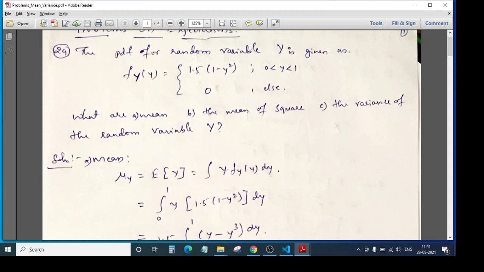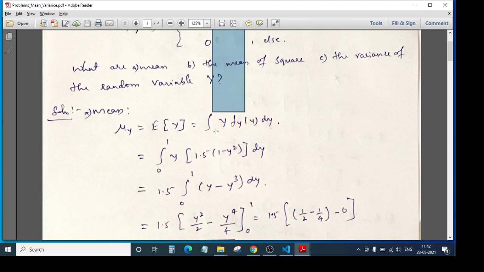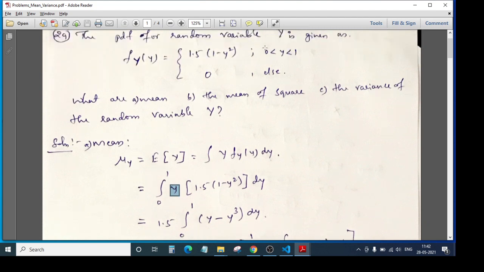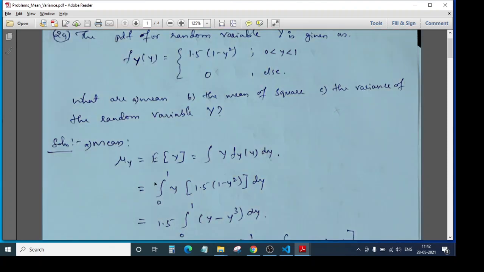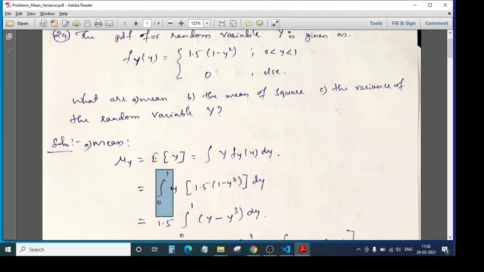So here y is nothing but the term with respect to which we will be integrating, that is with respect to dy, and fy of y is the PDF. So this is the PDF. The PDF they have given here is, you can observe, 1.5 into 1 minus y square. So just substitute the value of fy of y. Okay, y is there already. Next we need to decide the limits. In order to decide the limits, we need to see the range they have given. So it is in between the range of 0 to 1. That's why you can see here it is integration 0 to 1.